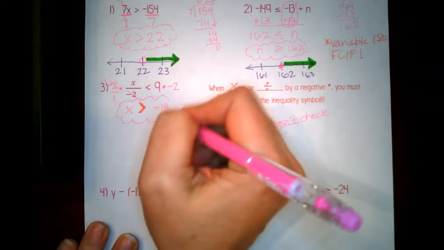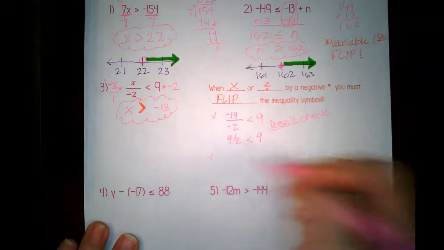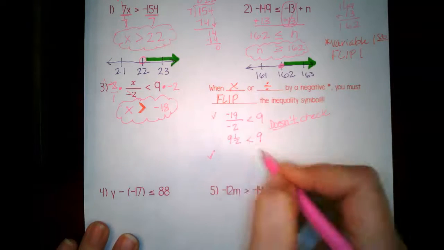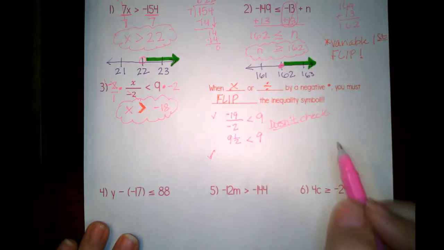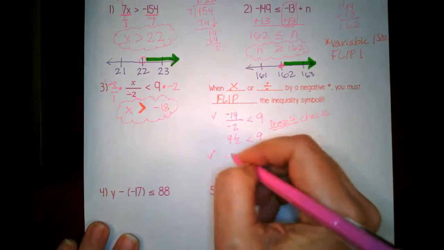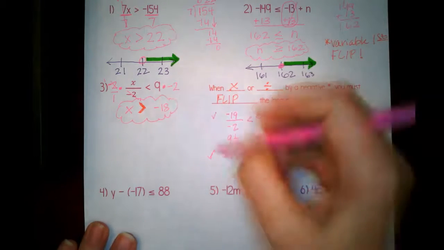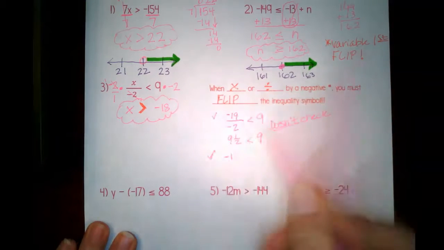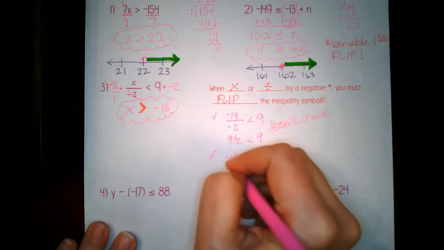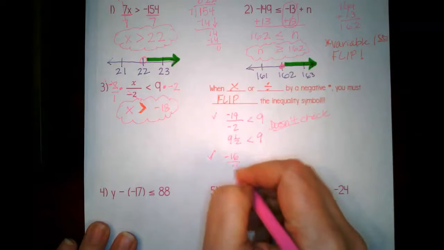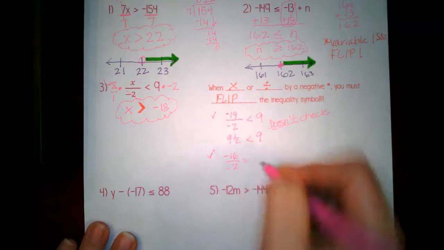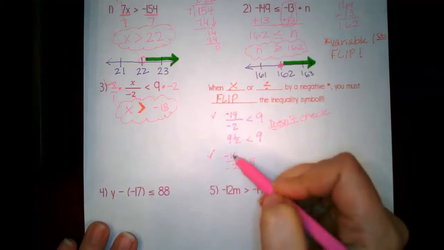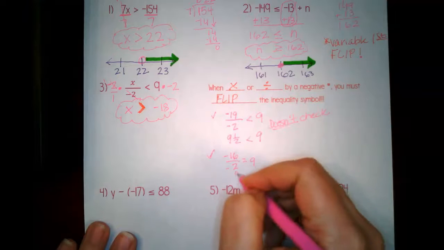And if we were to check that, let's see what happens. We checked something greater than negative 18. Well, that would be negative 17. Why don't we pick something nice? Because we're going to divide by 2. Let's make it an even number. Negative 16 divided by negative 2 is 8. A negative divided by a negative is a positive.